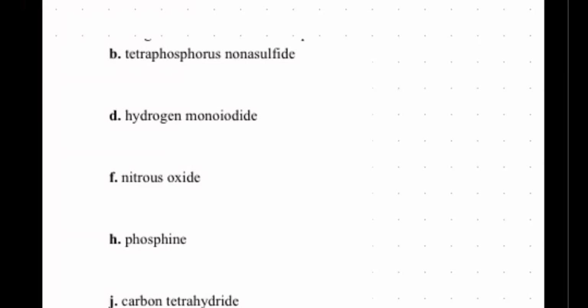There's a question in the chat. How would you know which one is asking for, like ionic or molecule? Wait, you mean like, how do you know if it makes an ionic versus a covalent or molecular compound?